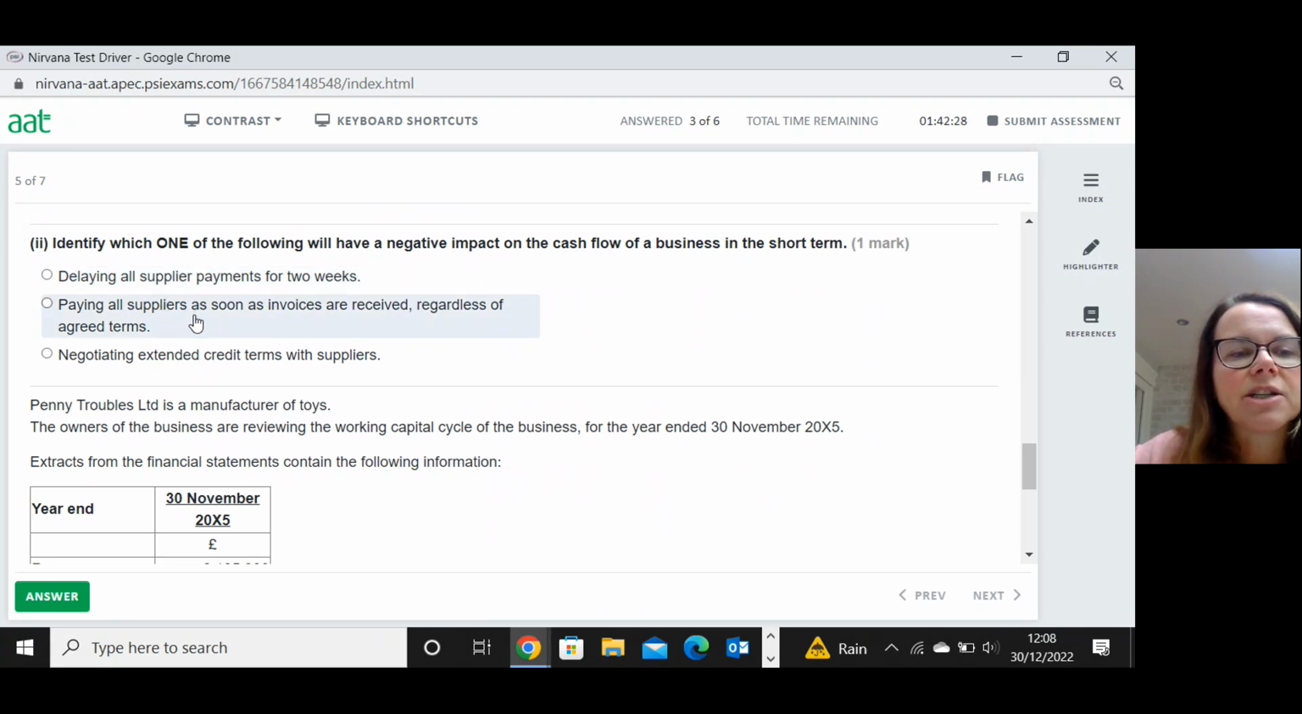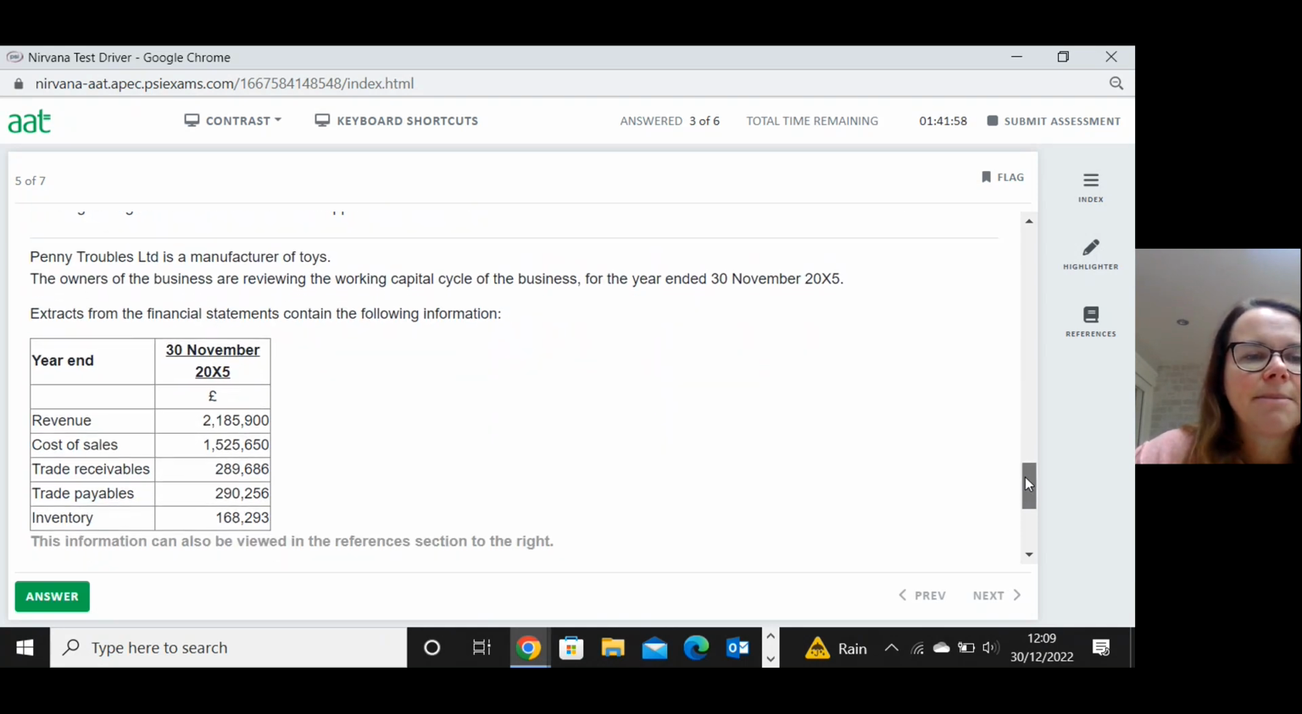Paying all suppliers as soon as invoices are received, regardless of the agreed terms. So even if a supplier says you don't have to pay for a month, we're just paying straight away. Well, that's not good for cash flow because we're spending out money prematurely. Make sure it's not the last one. Negotiating extended credit terms with suppliers. Well, that would have a positive effect. So it's not that one.